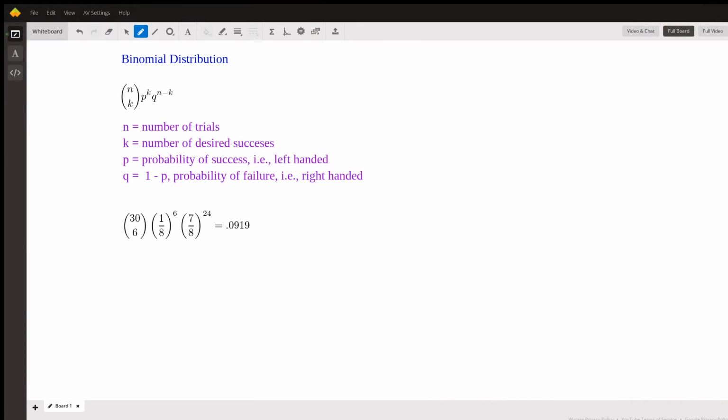Okay, for this probability, we're going to use the binomial distribution. Now, the first question might be, how do I know that it's binomial? Okay, we have a situation where there's two outcomes. There's left-handed or right-handed. There's only two outcomes. Whenever you see that, two outcomes, try to think about binomial distribution.